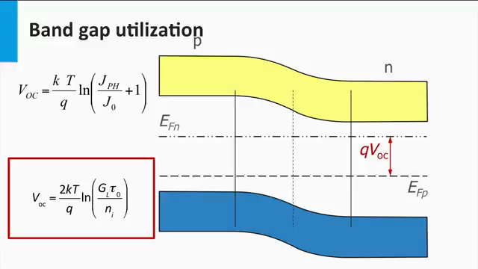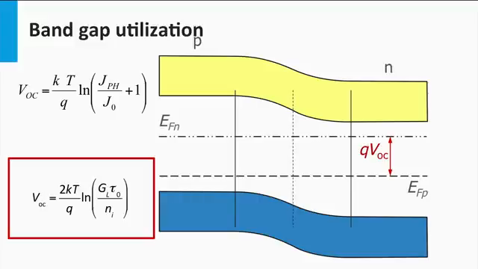This equation can be expressed in terms of the generation rate G, lifetime tau of the minority charge carriers, and the intrinsic density of the charge carriers of the semiconductor material. As the derivation of this equation is out of the scope of this lecture, we have included it as an exercise in this week's homework.